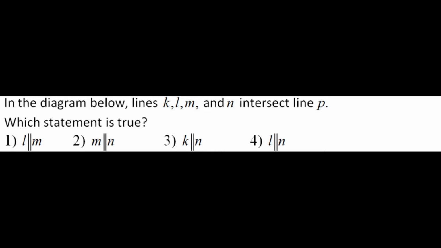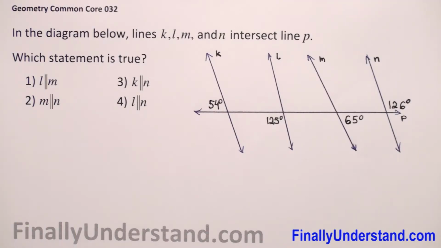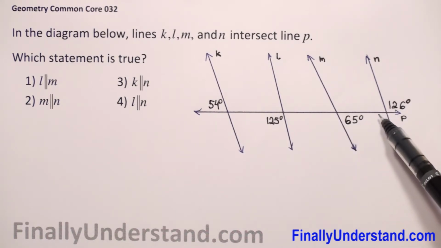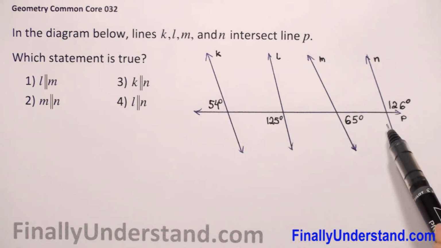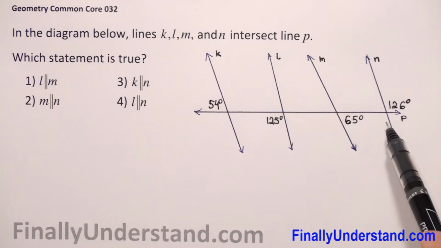In the diagram below, lines K, L, M, and N intersect line P. Which statement is true? Line L is parallel to M is parallel to N, K is parallel to N, or L is parallel to N.